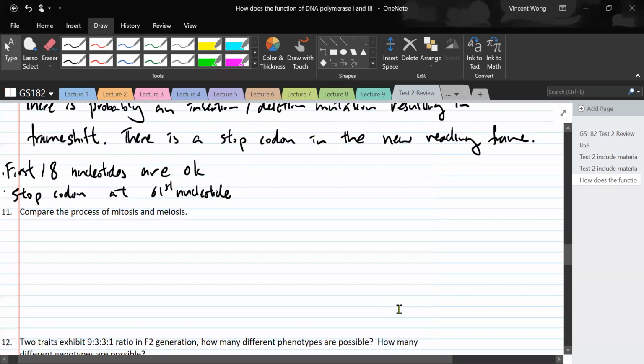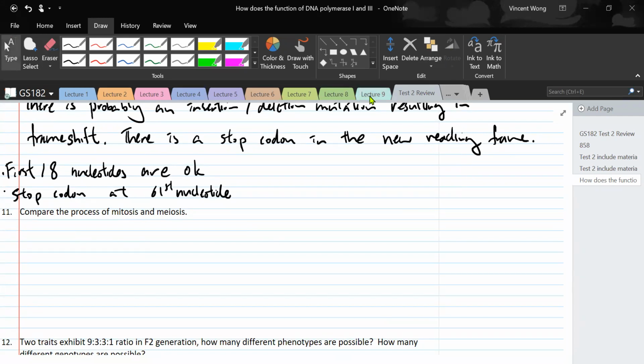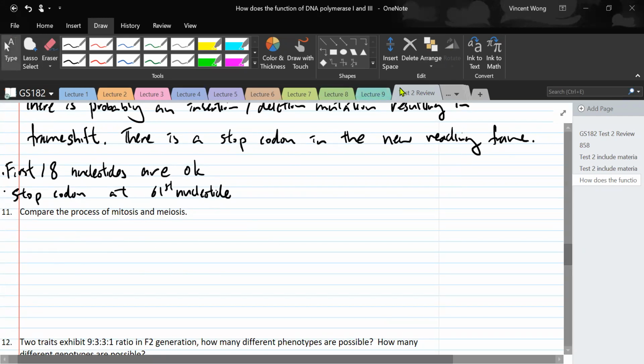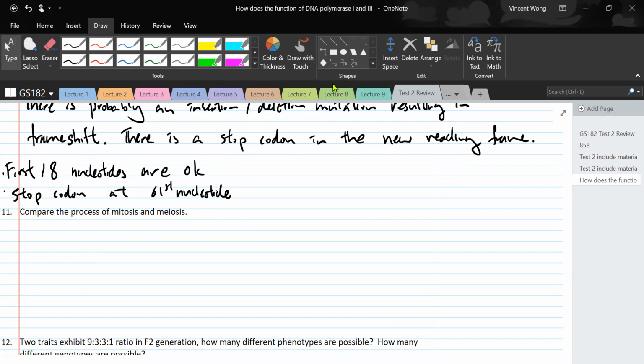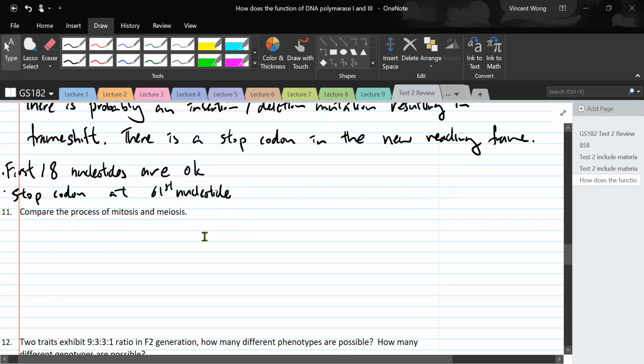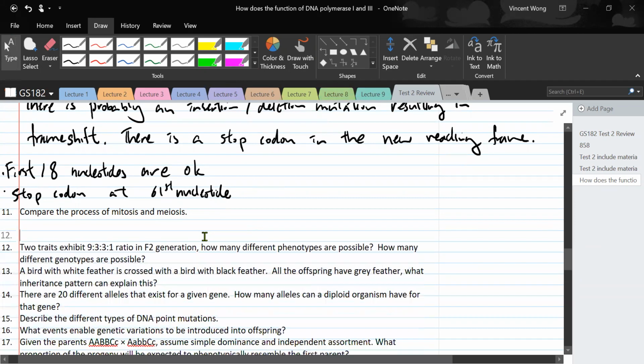Compare the process of mitosis and meiosis. Okay, so we did that already. There's actually a chart to fill in for it. Unless you guys have specific questions you want to ask for this, I'm not going to go through it again. It's in the study guide, right? There's a table that we did. Make sure you know how many offspring, how many daughter cells we're going to create.